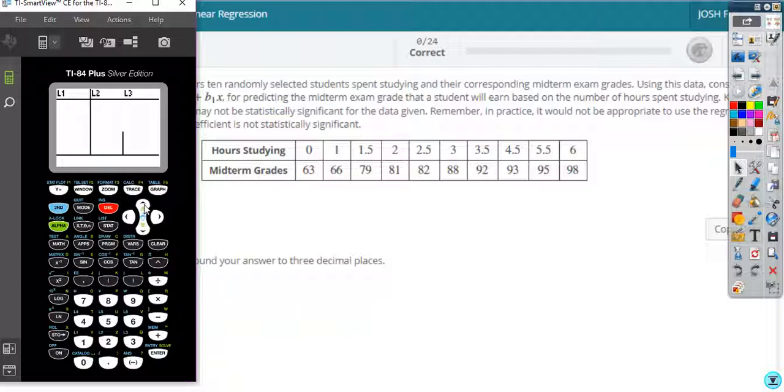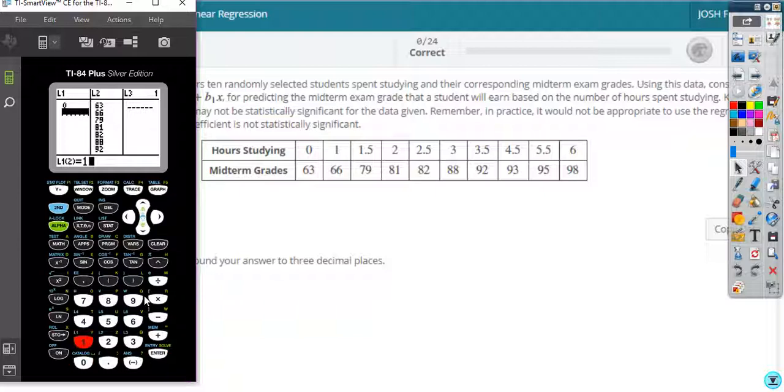So a faster way is to go up on top of L1. See how L1 is highlighted now? Press clear, and then press enter. And that will clear the list out completely. And then at this point we can go ahead and type those numbers back in.